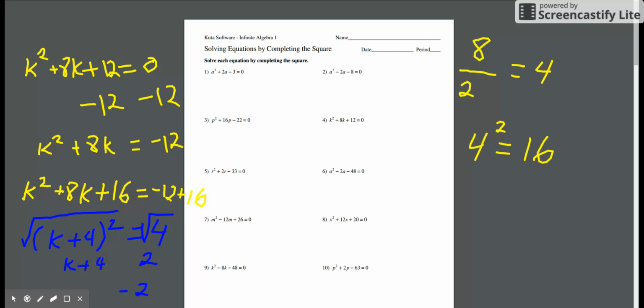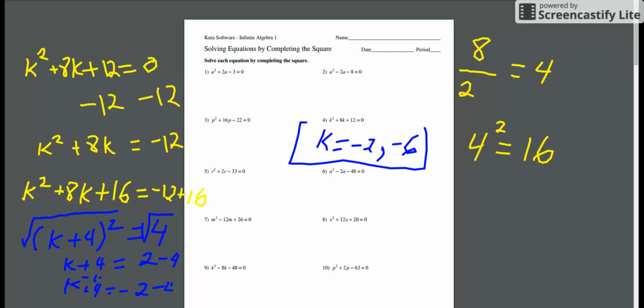So I write k plus 4 equals 2, k plus 4 equals negative 2. I do the inverse, which is subtract 4 on both sides. So for number 4, k can either equal positive 2 minus 4 is negative 2, and negative 2 minus 4 is negative 6. So k can either equal negative 6 or negative 2.